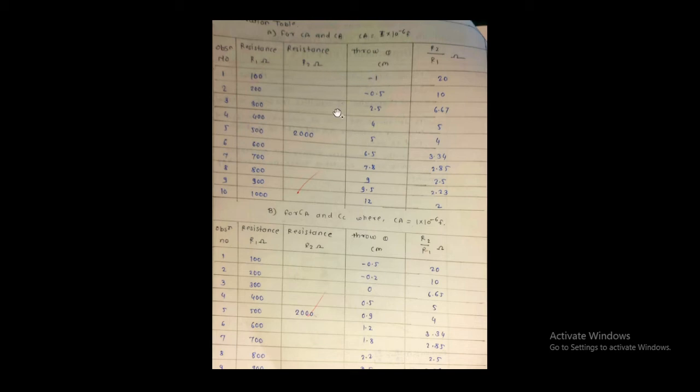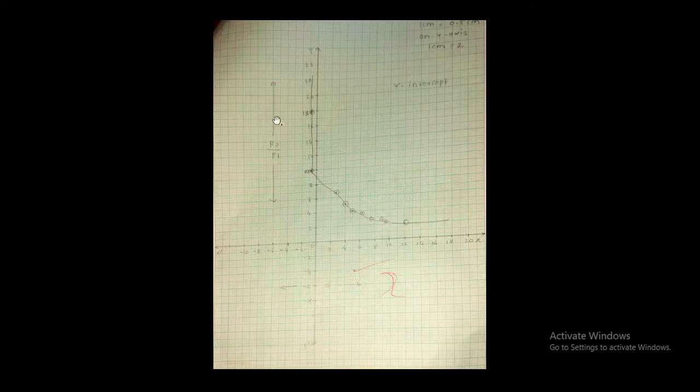Now we have to plot the graph of R2 by R1 on the y-axis and the throw theta on the x-axis. A similar graph is for the second observation table, R2 by R1 versus the throw theta in centimeter. Then we have such graphs on our graph paper. It is for set 1 and it is for set 2. These are the two graphs.